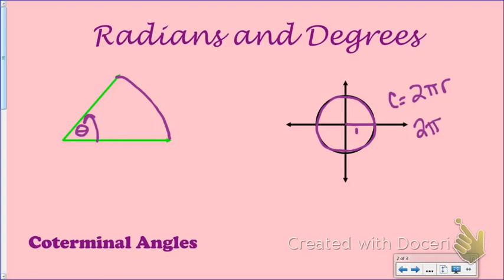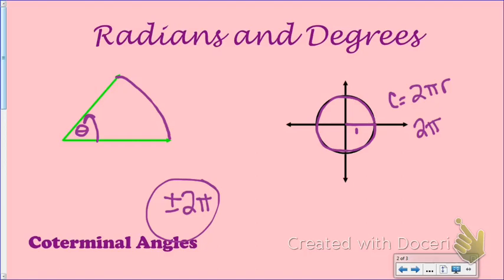So in order to find coterminal angles, if we added or subtracted 360 when it was in degrees, in order to add or subtract in radians, what we're going to add or subtract is 2 pi. And again, just like we did with degrees, we can add or subtract as many times as we want to.